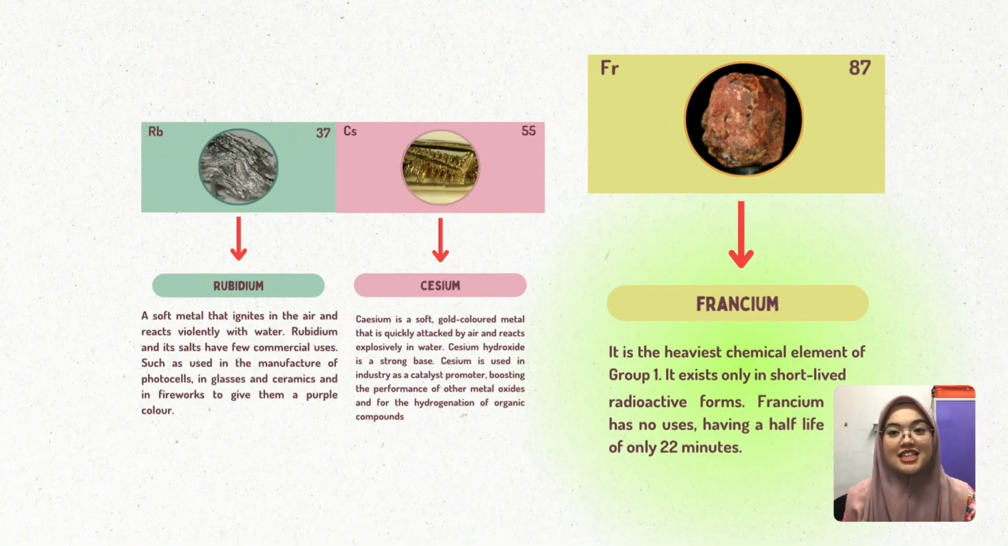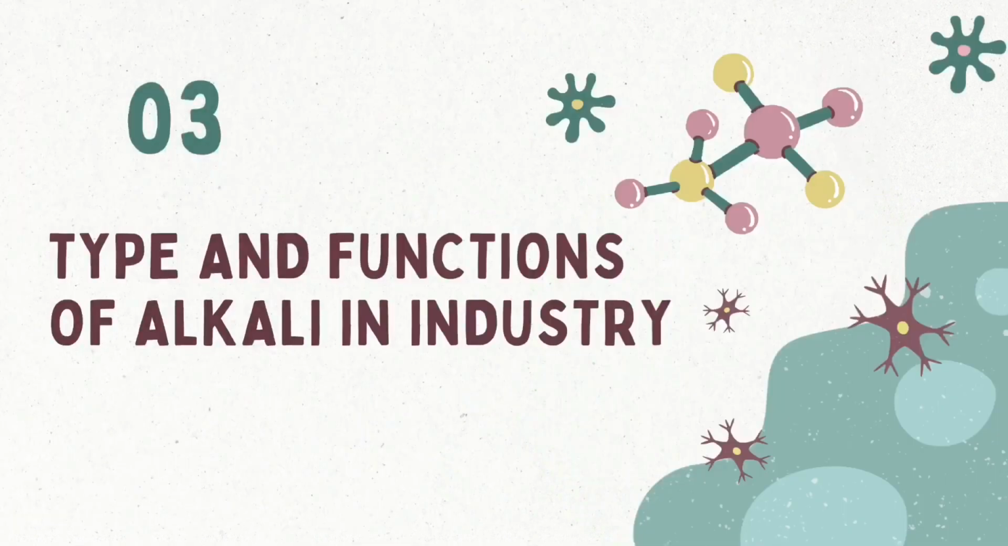Francium. It is the heaviest chemical element in group 1 of the periodic table. It exists only for a short life in radioactive form. So, francium has no uses.